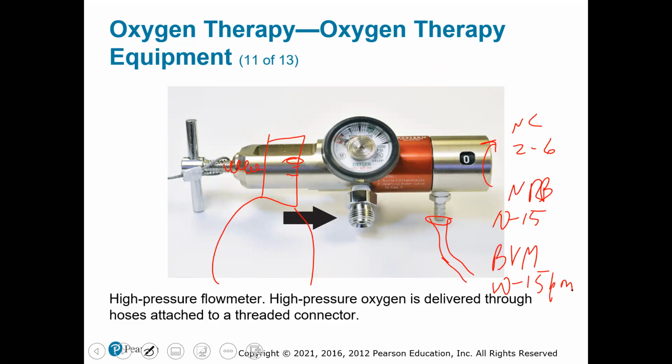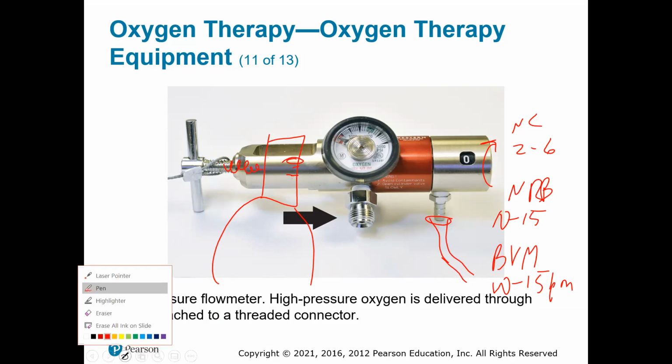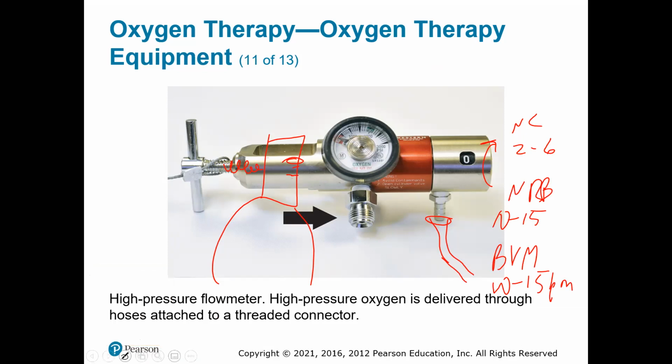Now, when you need something higher, like a CPAP, this is where the other device comes into play. You've got your big tube, you screw onto here, and then it only focuses on this. It no longer looks at the rate. It is high pressure, so this is where your CPAP machine will go, or other devices. It could go to a vent machine, or to other oxygen delivery systems.